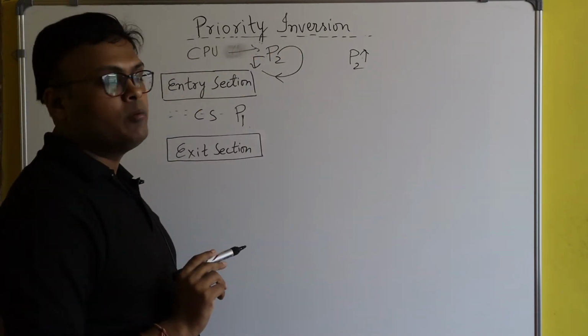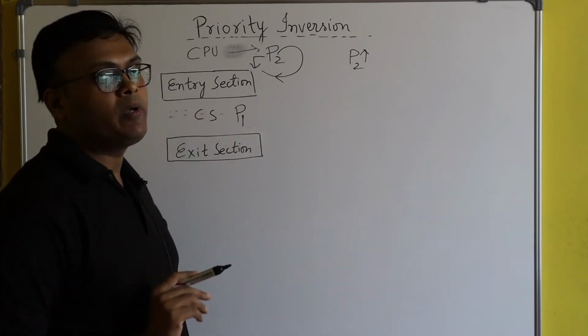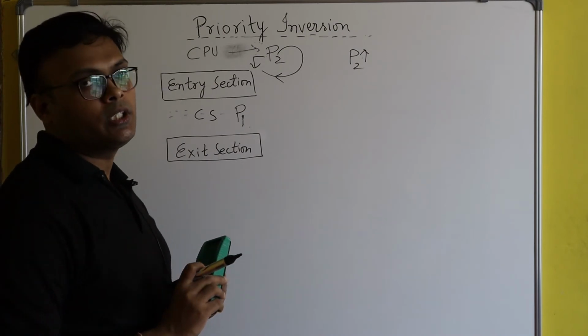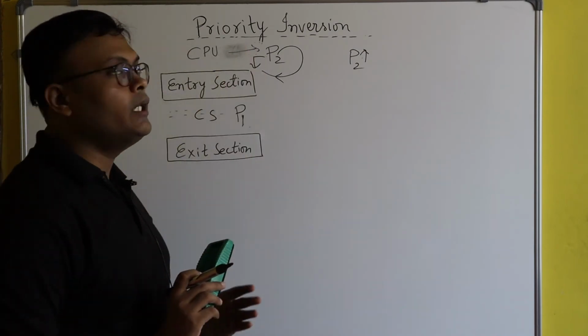Okay, have you got it? So this problem is called the priority inversion problem. It's a very simple thing, and the test and set instruction suffers from this problem, the priority inversion problem.